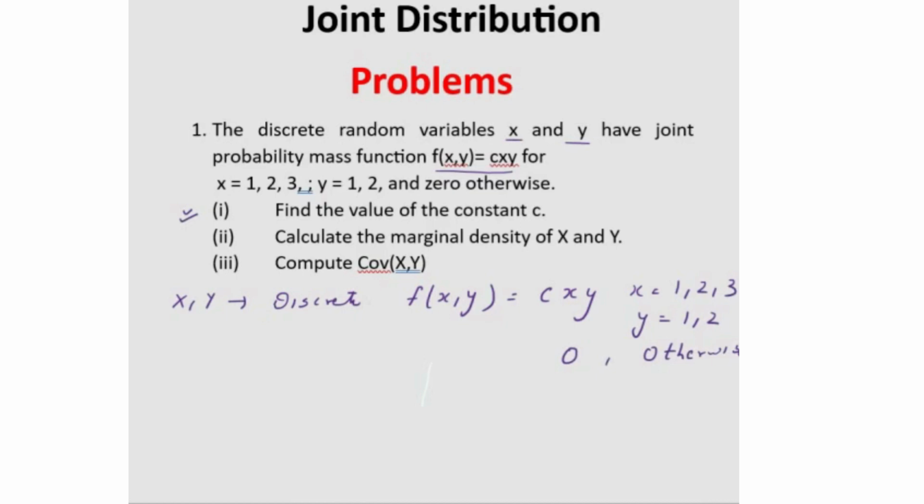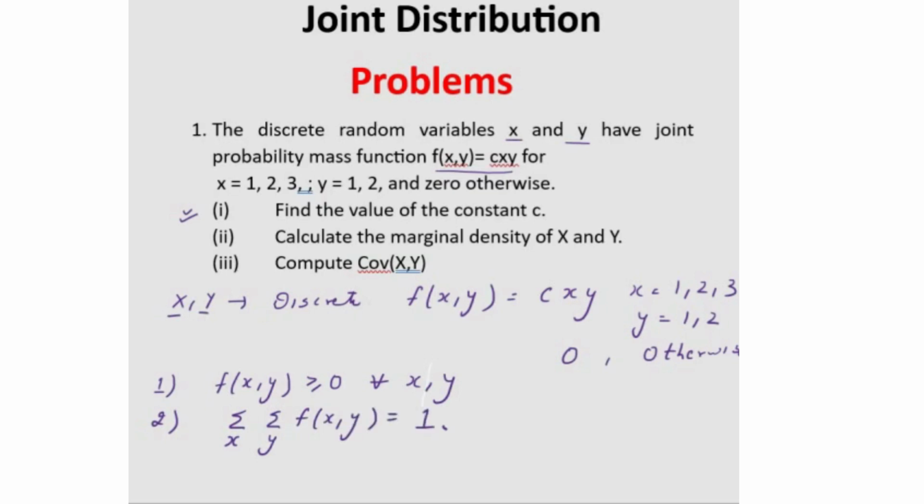In order to have a probability mass function, basically we have two conditions. The first condition is that f(x,y) must be greater than or equal to 0 for all the possible values of x and y. And the second condition, since it is a discrete case, we use summation: the sum over all the values of x, the sum over all the values of y, of f(x,y) equals 1.